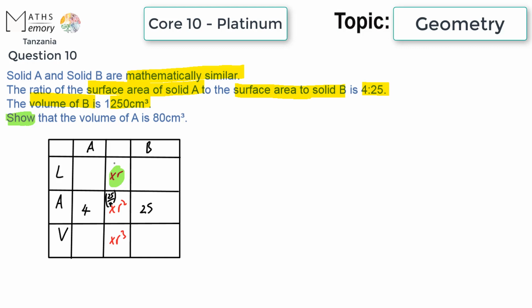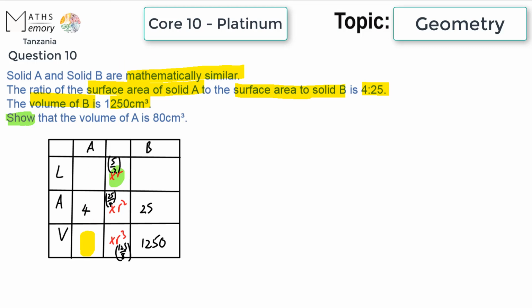Let's find out this over here. So r could be the square root of that, which is 5 over 2. So r is 5 over 2. Let's get r cubed as well. If we cube the 5 on top of here, we get 125, and we cube the 2, we get 8. So that is your r cubed on this. The question is asking us to find out the volume of A and prove it's 80. Well, the volume of B is 1250, so this is 125 over 8 over here. We want to get to this square of the volume of A.